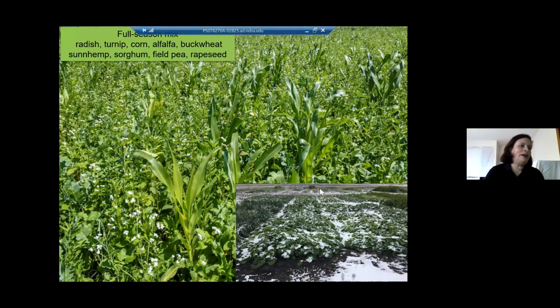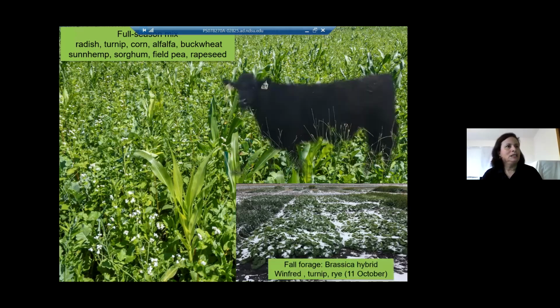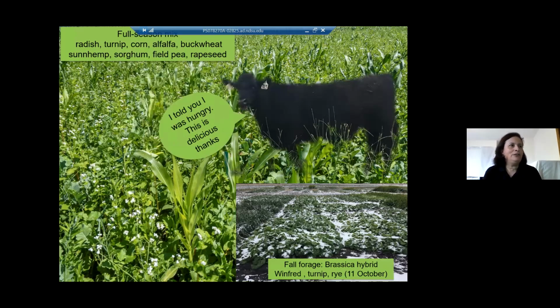Here you can see what happened with brassicas. Brassicas are really interesting because they're very frost tolerant, and this picture was taken really late in the season. They can survive to November, and even the cows can graze them and take them out of the snow. And so that's an interesting component for fall or winter grazing. And this cow was hungry and is pretty happy.